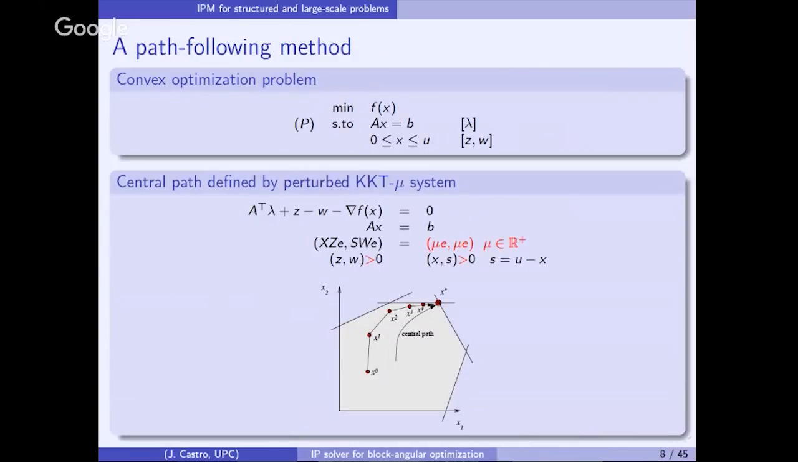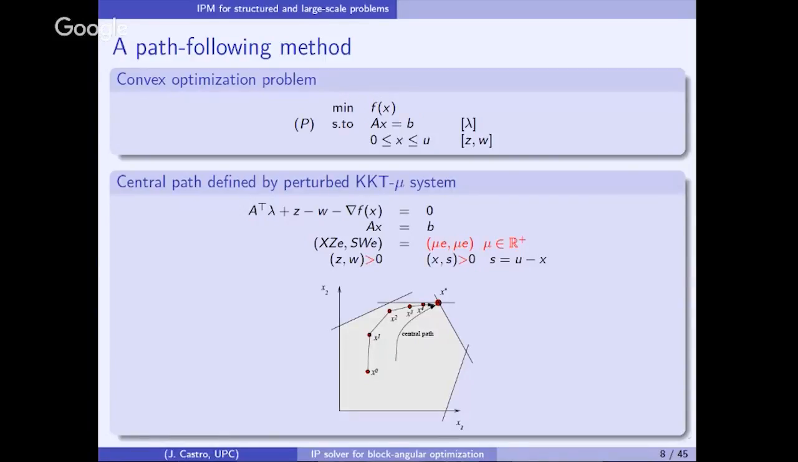I have no time to explain how IPM's interior point methods work, but basically the idea is, given any convex problem, you can formulate the KKT system, the Karush-Kuhn-Tucker conditions. If you solve that system, you solve the problem. The KKT conditions have three parts. First part is dual feasibility. Second part is primal feasibility, and the last part is the complementarity.